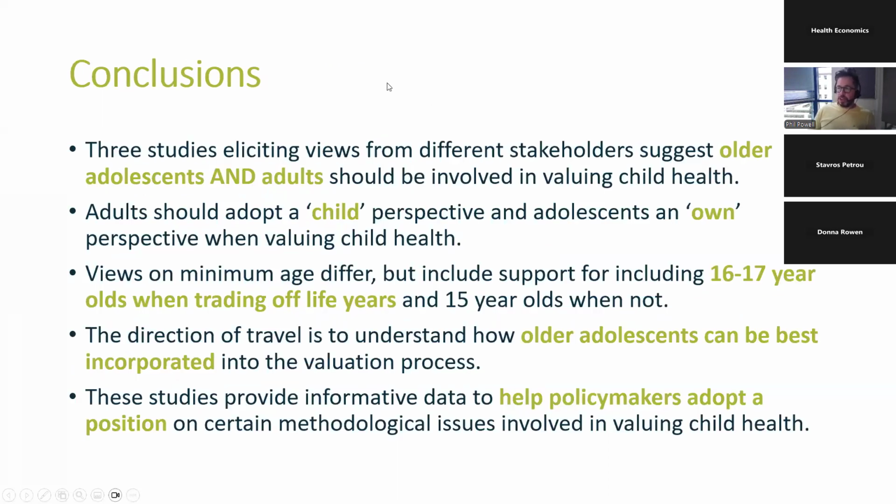Okay, so this is the last slide from me. So conclusions are that there's these 3 studies that we conducted out of Sheffield that all seem to suggest the same thing, which is reassuring, that we should be making efforts to involve older adolescents and adults in valuing child health. That adults should adopt a child perspective of some form, and adolescents should think about themselves when completing the exercise. The minimum age, exactly how we're going to get a cut off on that is up for debate, I suppose, and that views differ. But I think there is support for at least starting to involve 16 to 17-year-olds and maybe 15-year-olds if we're not trading off life years. So I think these studies as a whole are useful potentially for policymakers to adopt potential positions on these methodological issues, and for us as a research community.